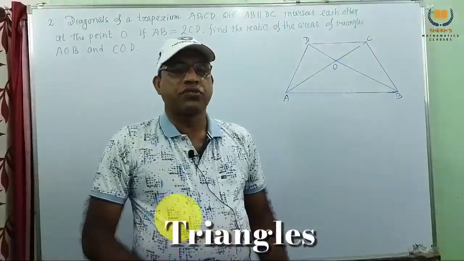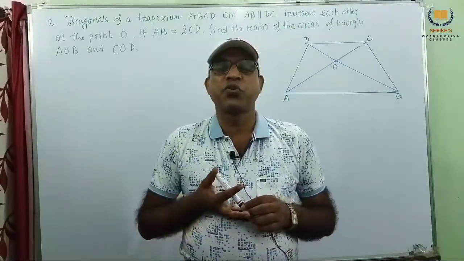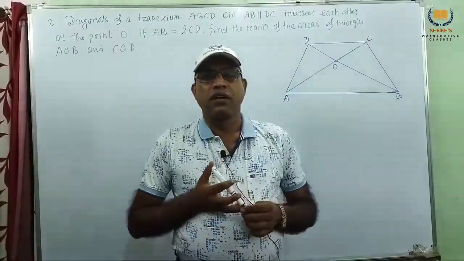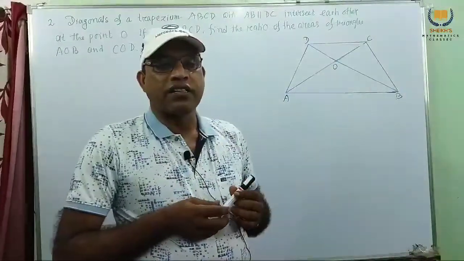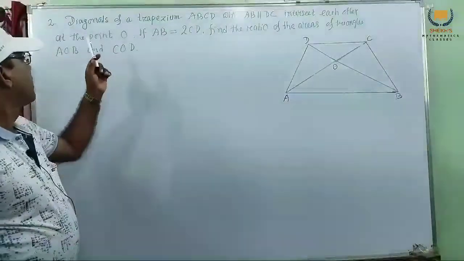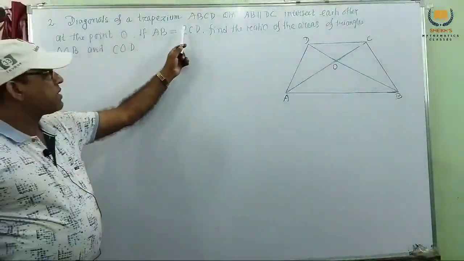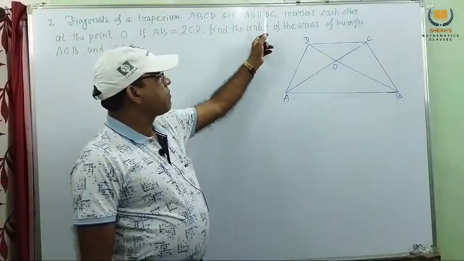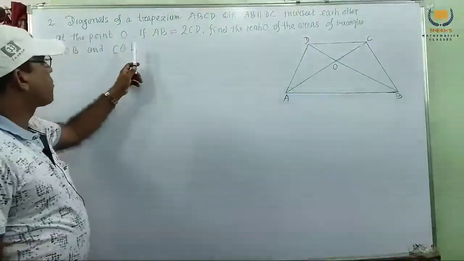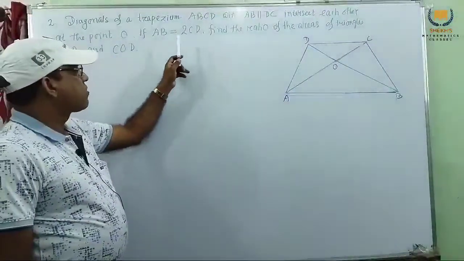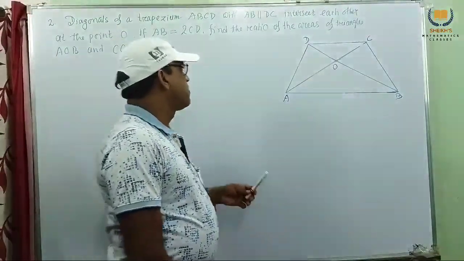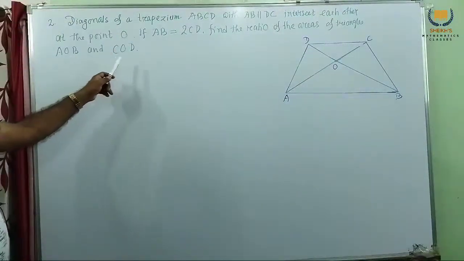Dear students, today we shall start problem number 2, exercise 6.4, triangles, NCERT book, class 10. Now the problem 2 is given: diagonals of a trapezium ABCD with AB parallel DC intersect each other at the point O. If AB equal to 2 times of CD, find the ratio of the areas of triangles AOB and COD.